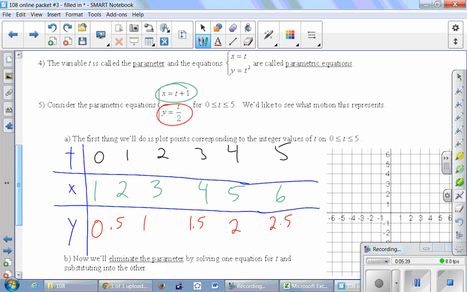And now we're going to temporarily ignore this guy and just plot the points that we found. 1, 0.5. That's a point. So 1, 0.5 is here. 2, no, I misread what I wrote. It really says 1, 0. 1, 0 is here. 2, and then 0.5 is here. 3, 1. 4, 1.5. 5, 2. And then 6, 2.5. And lo and behold, we get something that appears to be a line.